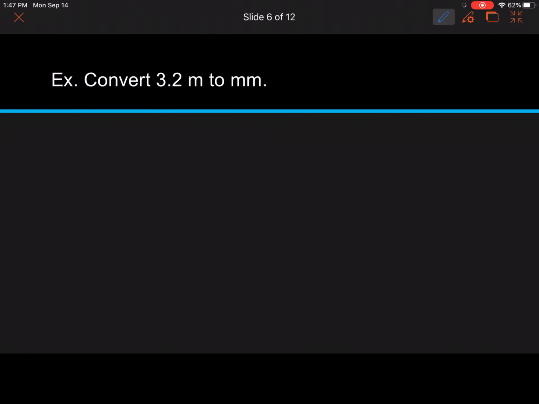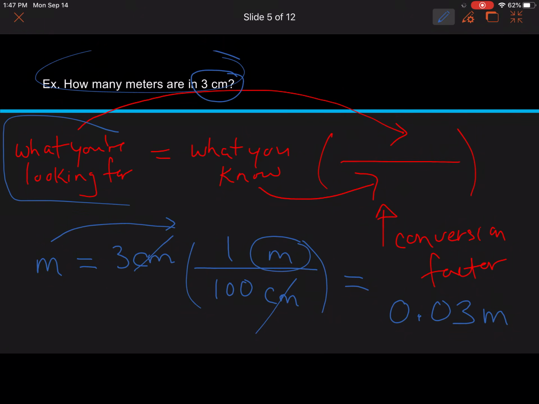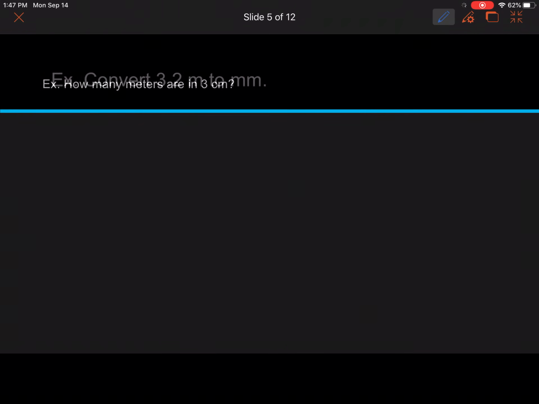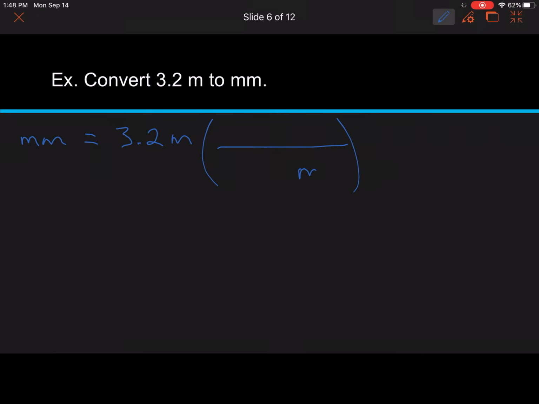We'll try this one here. Again, this one's pretty straightforward, but we'll use dimensional analysis for it. Convert 3.2 meters to millimeters. Again, we're going to use our general formula: what you're looking for equals what you know multiplied by the conversion factor. So what you're looking for is millimeters equals what you know. I know 3.2 meters. Now I'm going to draw my conversion factor. The unit that goes on the bottom is always the diagonal unit. What I know has to go on the bottom because I want to get rid of that. So meters on the bottom, millimeters on the top.